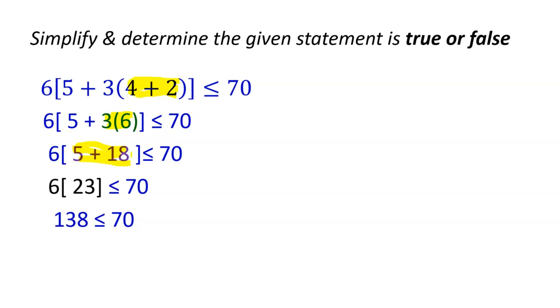138 has to be either less than 70 or 138 has to be equal to 70. In this case, none of those are true. The statement is false.